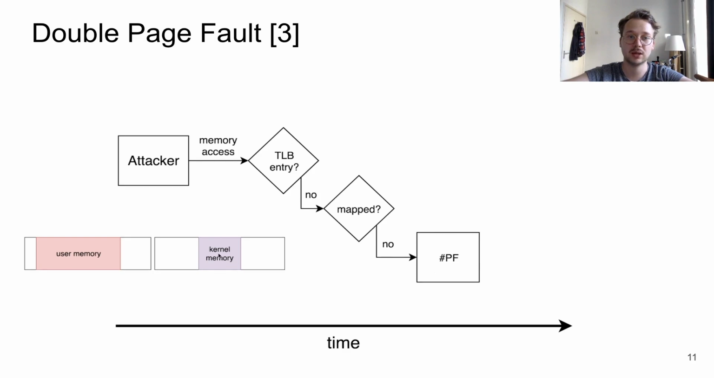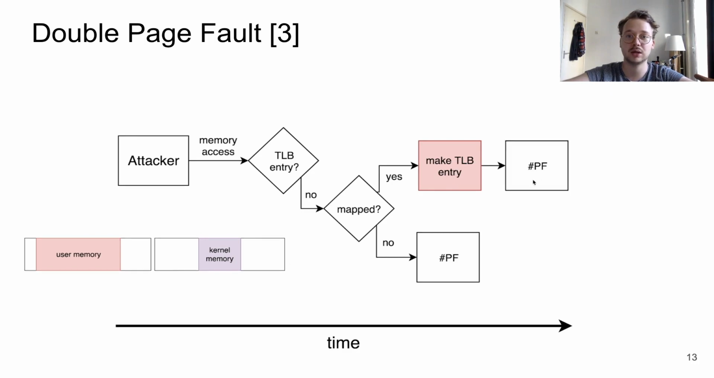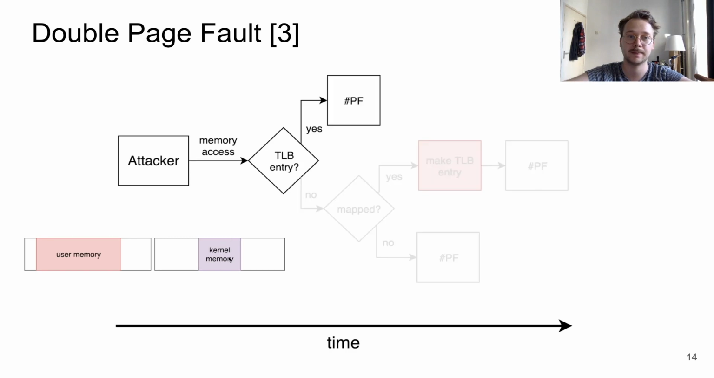So now the attacker tries to access this page. So there is a valid mapping. So first a TLB entry will be created, which is the critical part. And then the attacker gets a page fault because he has no permission to access that page. Now, the attacker tries to access the same page again, and because there's a TLB entry, the second page fault will be much faster. So by knowing if the second page fault is faster than the first one or not, the attacker can derandomize KASLR.